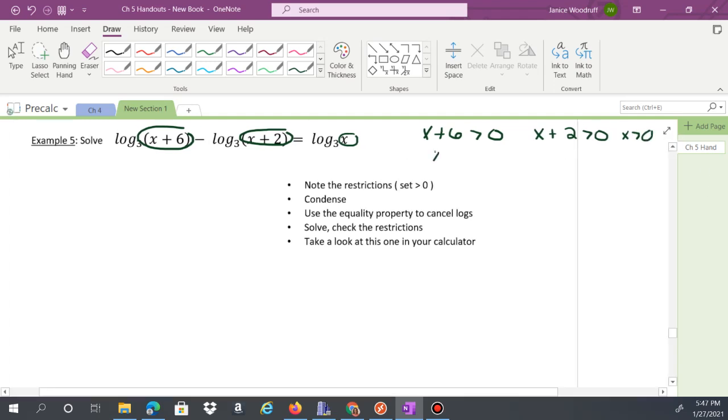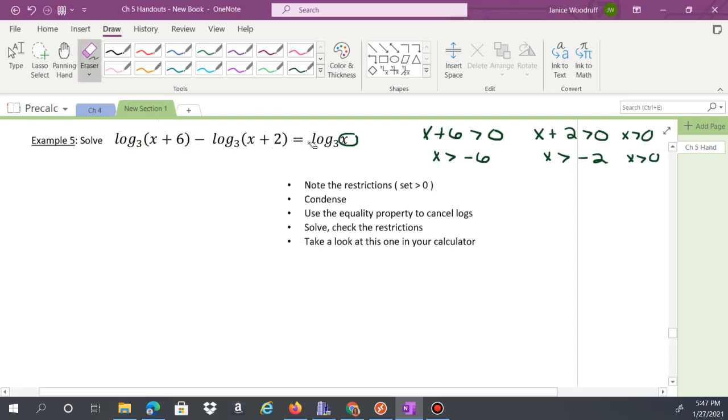Okay, so that would give you x is greater than negative 6, x is greater than negative 2, x is greater than 0. The one that we're going to want to take is the smallest number. I think I've got to check it in my calculator. I want to look at it just to remember because for some reason I'm drawing a blank. So we'll look at it in a second. Those are our restrictions.